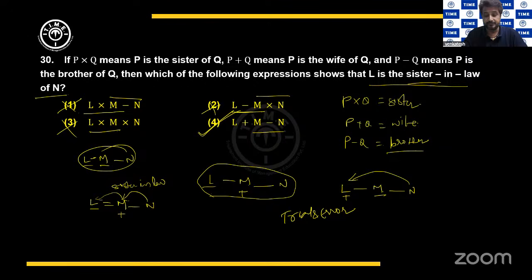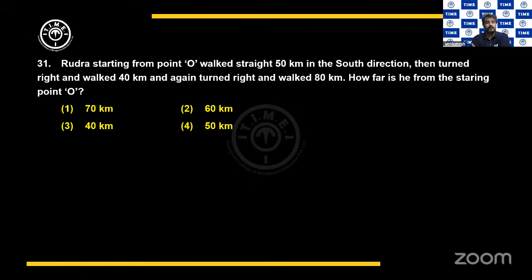See the next question. Rudra, starting from point O, walked straight 50 kilometers in the south direction. Okay, direction sense. From point O, walked straight 50 kilometers in the south direction. Then turn right. While moving to the south, right hand side is west. And traveled 40 kilometers.